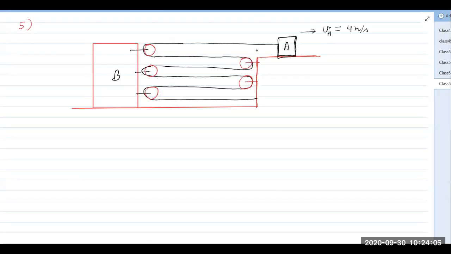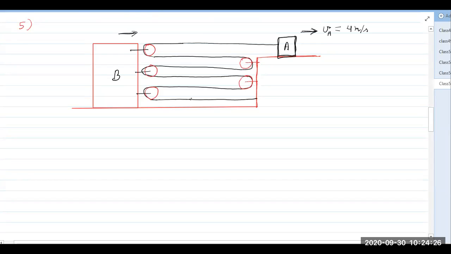Okay, suppose we have these two objects, object A and object B. B can slide and A can slide on this surface. If A is moving like this, the acceleration of B will be something like this. So we have to find the acceleration of B first, and we also have other questions.